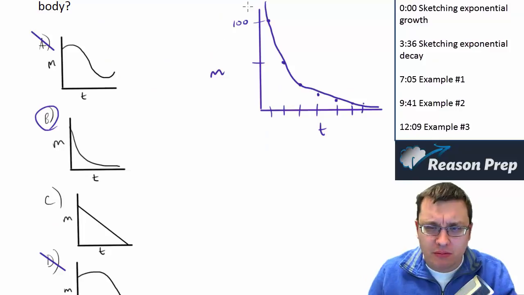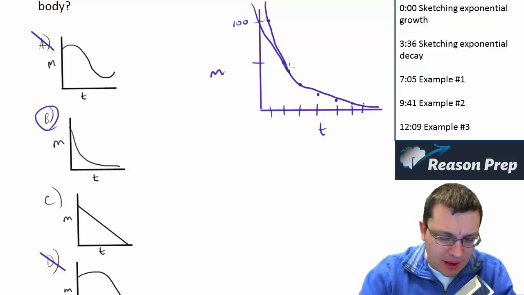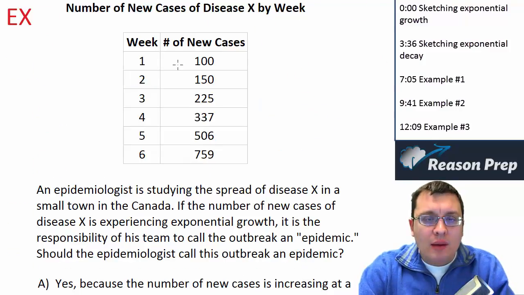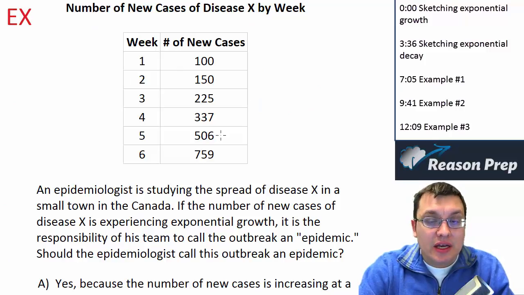Actually, this probably should have been like this, but anyway, doesn't matter. Number of new cases of disease X by week. So we have a table here.